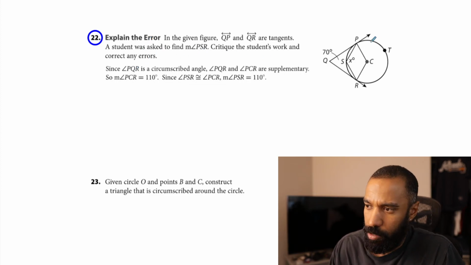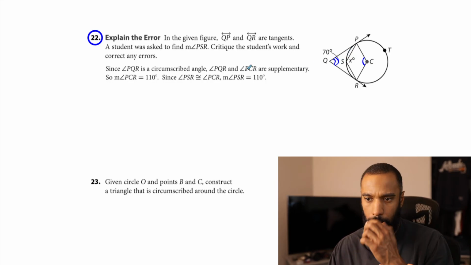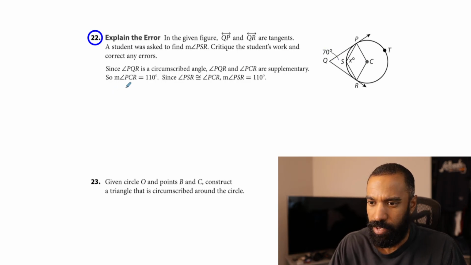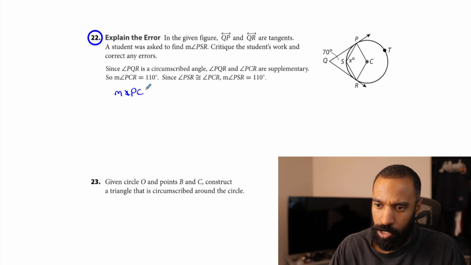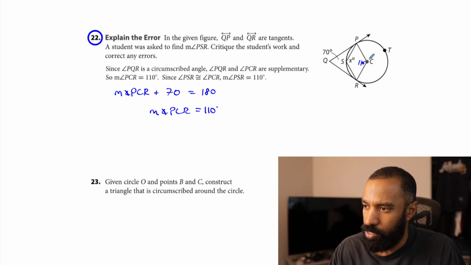Since PQR is a circumscribed angle, that's correct. PQR and PCR are supplementary. That's also correct. The central angle and that one right there, they're supplementary. They add to 180. So the measure of angle PCR is 110. Let's see if that works. Yeah, this is 70. I'm going to write this just to have you guys know why that is. The measure of angle PCR plus the 70, the PQR, is 180. They're supplementary. Subtract 70, and the measure of angle PCR is 110. Okay, so this is 110 degrees.